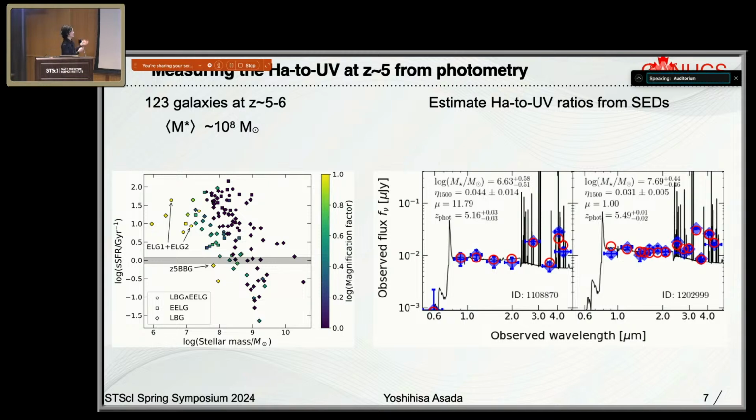Having this sample of galaxies, we measure the H alpha and UV flux ratios for each galaxy directly from the SEDs. The right panel shows example SEDs in our sample, and you can see that the H alpha is boosting here. This is F410M, and this is F410M. So we can measure the H alpha flux from the excess in these medium band filters, and we can also measure the UV directly from the broadband photometry. So we can measure the H alpha to UV ratio directly from the SEDs of low-mass galaxies at redshift 5 to 6.